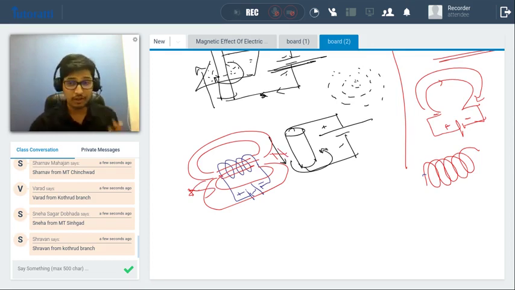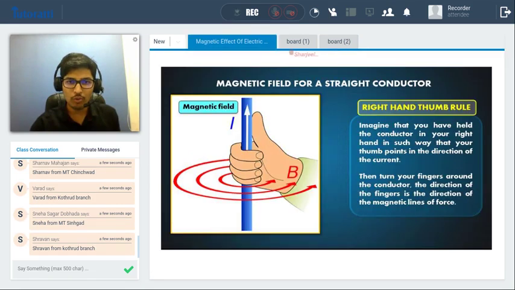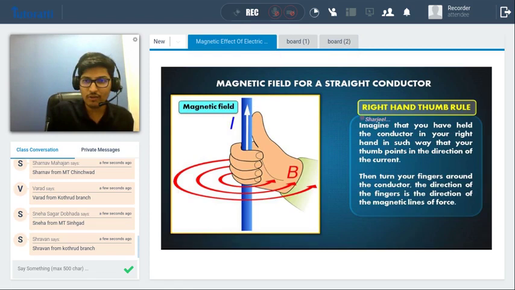Again, it's a very important rule, but you don't need to know it as far as your boards are concerned for the time being. Correct? Once that is done, we'll move on to how you write the rule. This is the right hand thumb rule, as I was talking about.